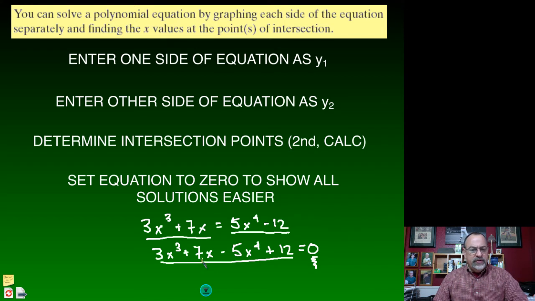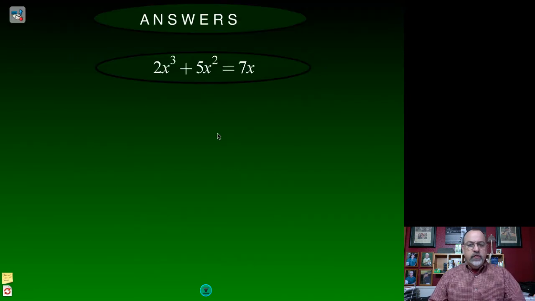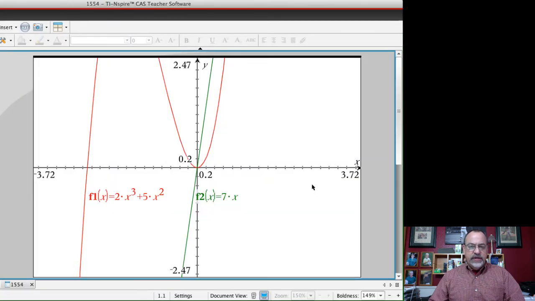The reason I want to do that is that in many cases it's a lot easier to see where it crosses the x-axis than to see where all the intersection points are. So let me give you an example so you can see what I'm talking about. For our example here, we have 2x cubed plus 5x squared is equal to 7x. If I wanted to solve this leaving the equation as is, I could take the 2x cubed plus 5x squared and put that in as one equation, and put 7x in as a second equation, and graph those and look for the intersection.